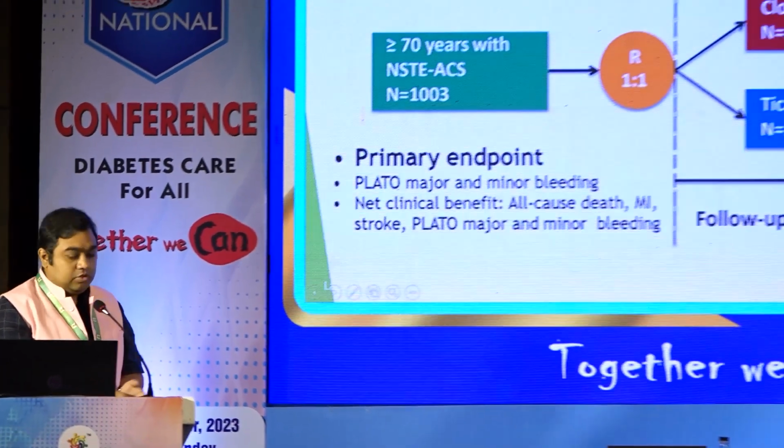clopidogrel is less effective, with more variable platelet inhibition, but the cost is also low. And it is usually given in older patients. Backup trials are the popular age trial, which incorporated 1,000 patients, and adherence to clopidogrel is also more. We can see here, we can see the pointer is there. Is there any pointer? You have no pointer.